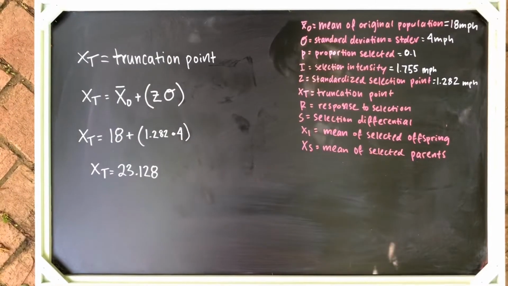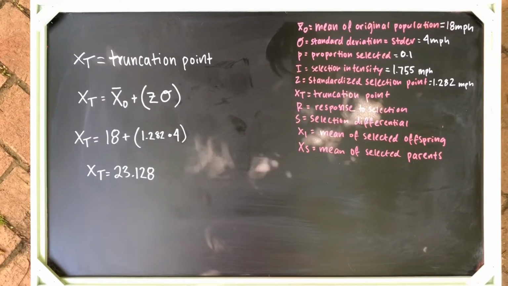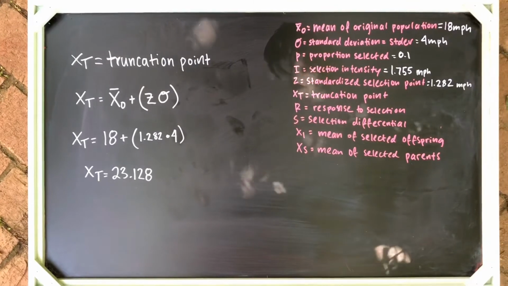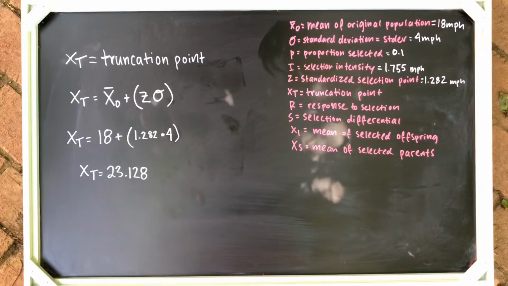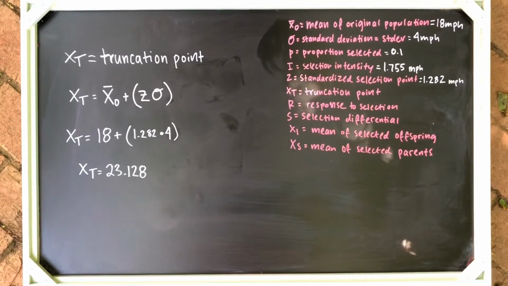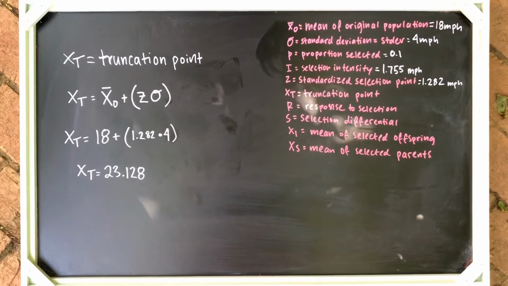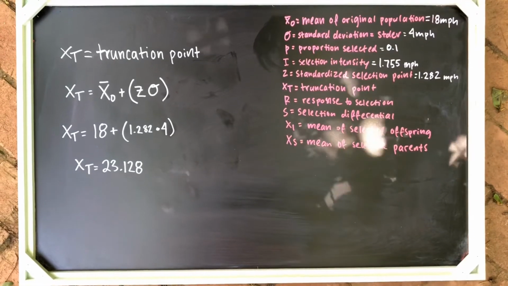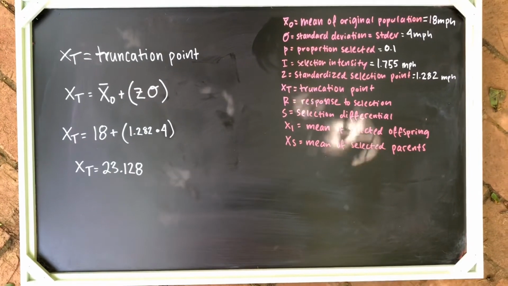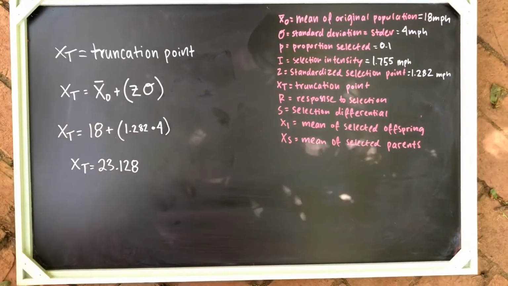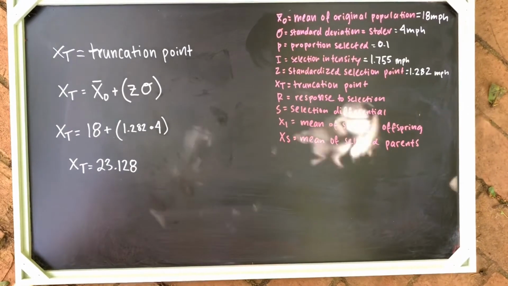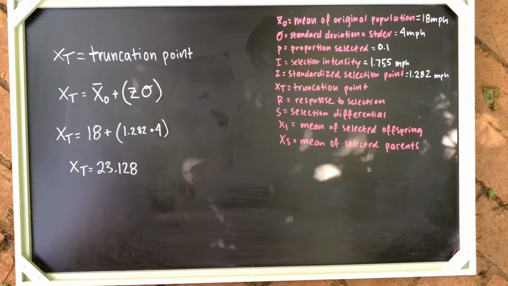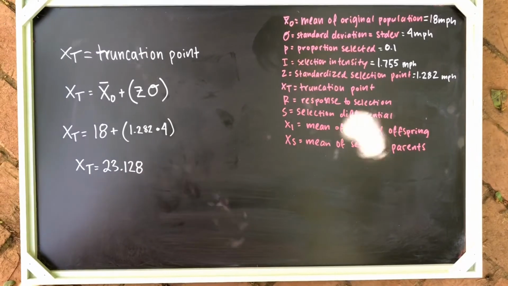The truncation point is the threshold for my selection. In this case, it's the number in miles per hour where I can say, okay, this dog runs fast enough to be in the top 10% of the population I want to breed. In order to calculate the truncation point, we take the initial population mean and add it to the standard deviation times the standardized selection point, which gives us 23.128. This value tells me to only breed dogs that can run around 23 miles per hour and faster.